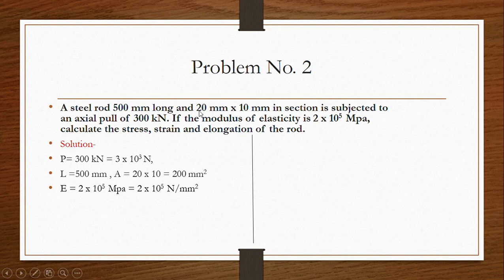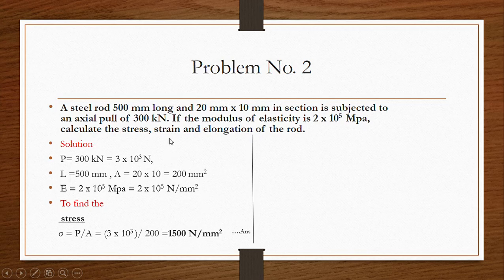Cross sectional area is 20 into 10, that is 200 mm square, and this is modulus of elasticity. Modulus of elasticity means E, that is 2 into 10 raised to 5 megapascal. Megapascal means nothing but Newton per m square. First we will calculate the stress with the formula P by A, substituting the value. After calculation we get the answer 1500 Newton per m square.